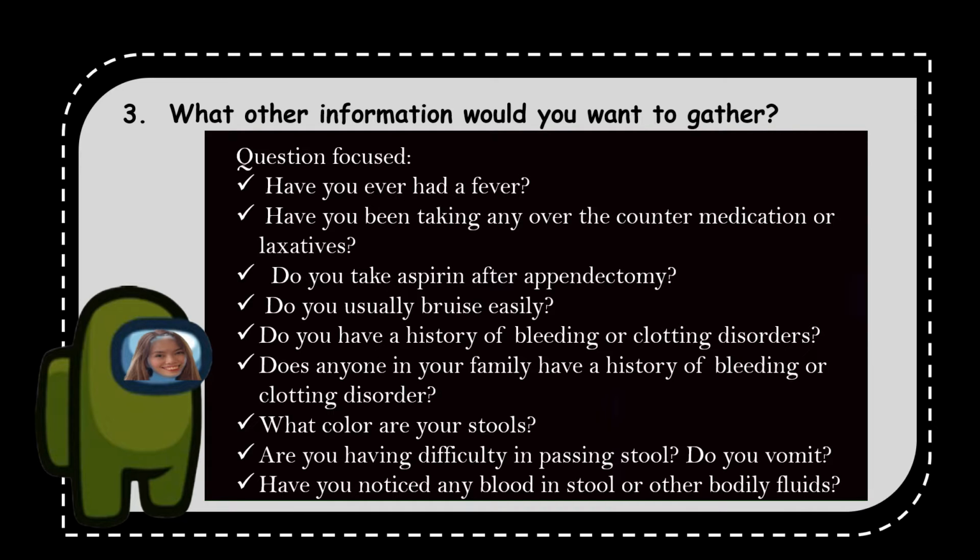Because the clot is blocking blood flow, it may cause blood to back up into the affected extremities. This may lead to a ruddy or red color of the skin along with small hemorrhages called petechiae. 6. Does anyone in your family have a history of bleeding or clotting disorder?